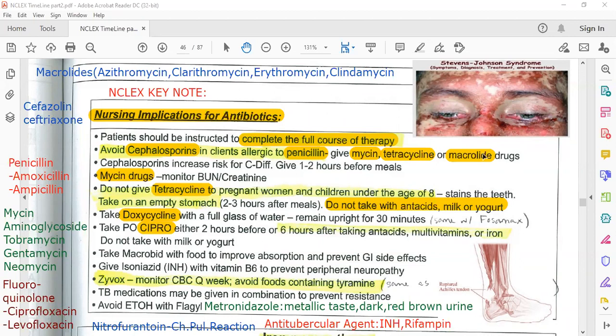Macrolide drugs include erythromycin, clarithromycin, or clindamycin. Cephalosporin increases the risk for Clostridium difficile infection, right? Cephalosporin can cause that.